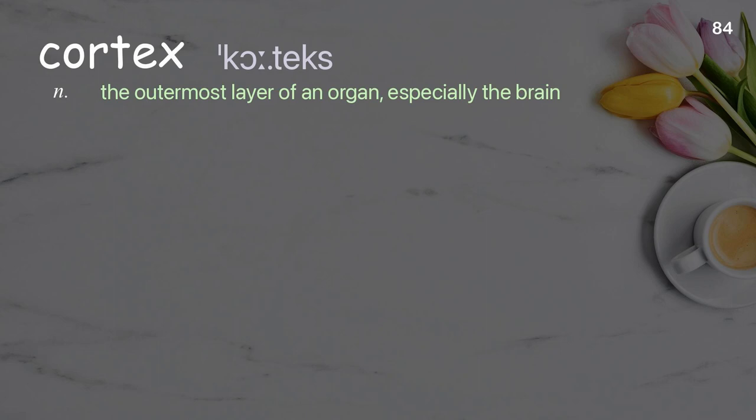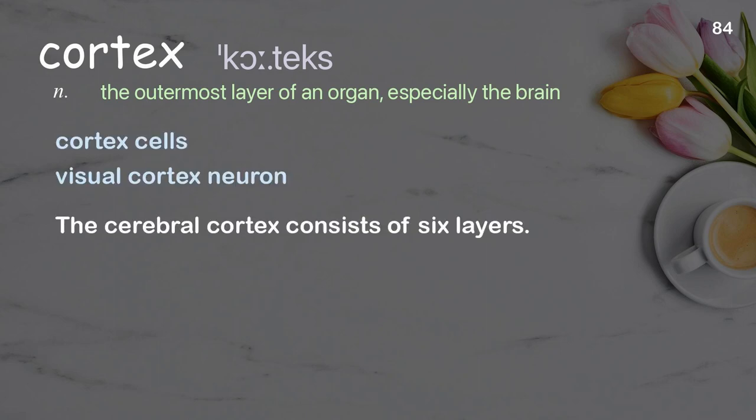Cortex. The outermost layer of an organ, especially the brain. Examples: cortex cells, visual cortex neuron. The cerebral cortex consists of 6 layers.